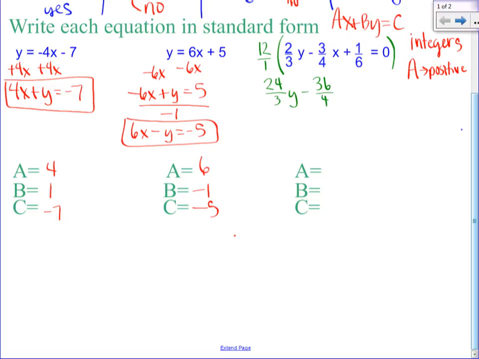36 over 4x plus 12 over 6 equals still 0. 12 over 1 times 0 is still 0. Now we can simplify this. So this is really now 8y minus 9x plus 2 equals 0. No more fractions.